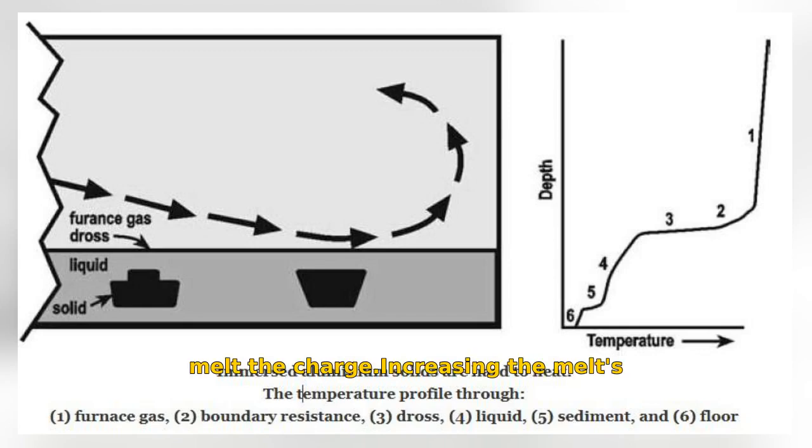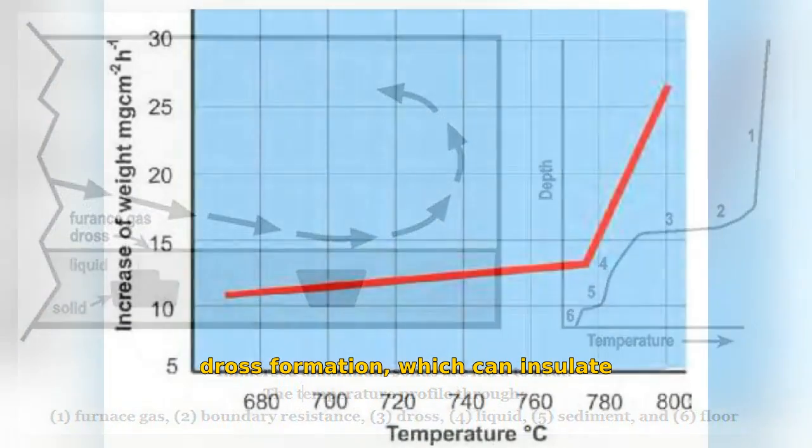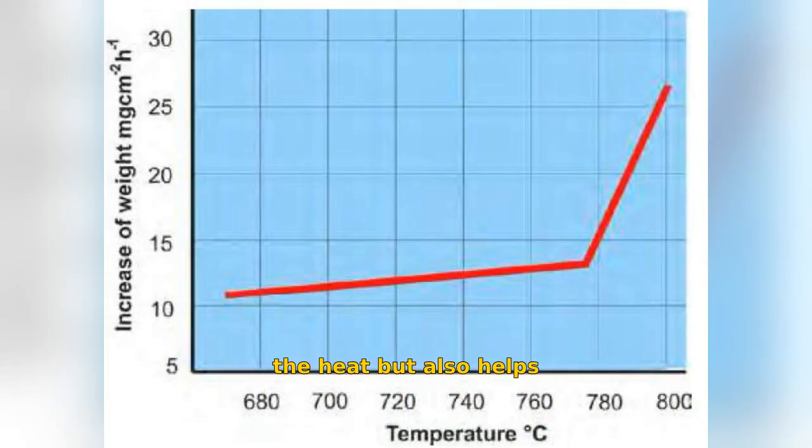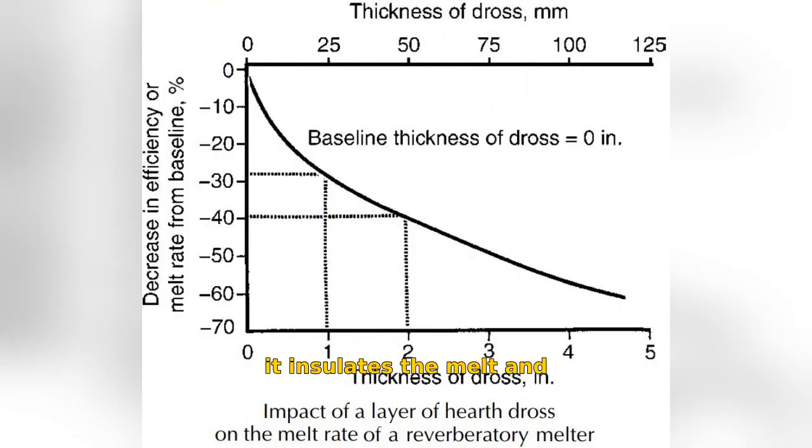Increasing the melt's temperature can lead to more dross formation, which can insulate the heat, but also helps absorb heat radiation. Finding a balance is key. A thin layer of dross can be beneficial, but if it becomes too thick, it insulates the melt and increases the surface temperature needed for further heating.